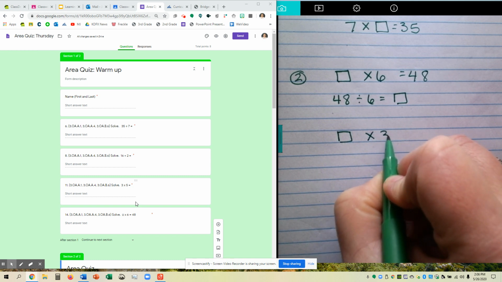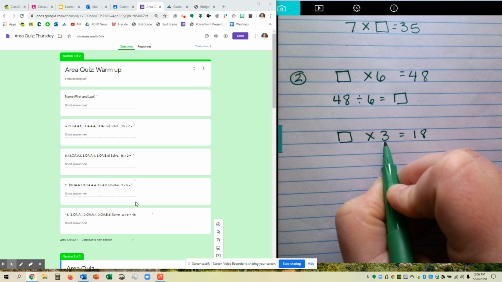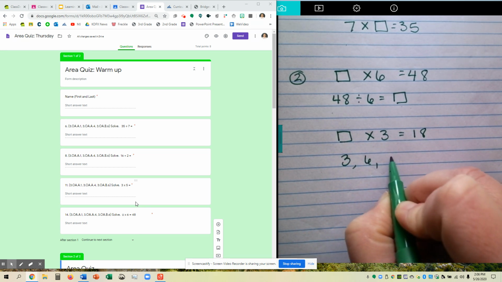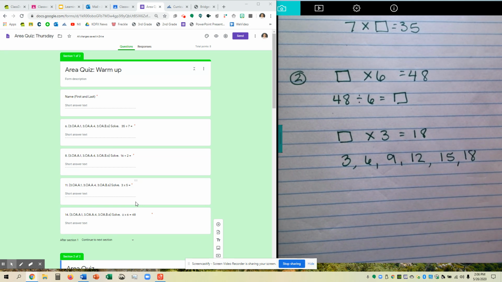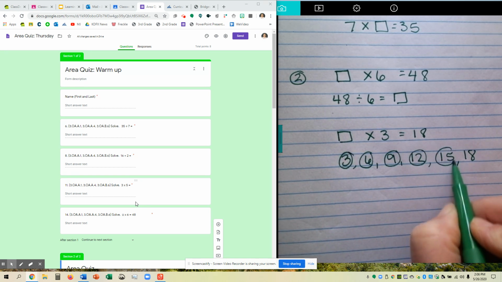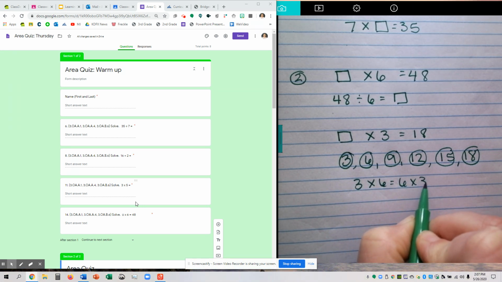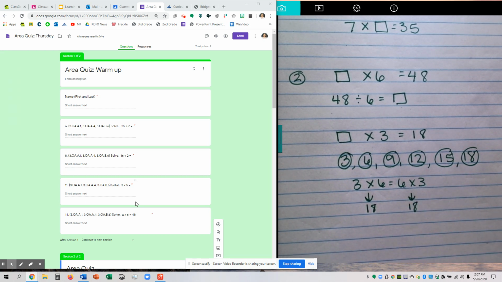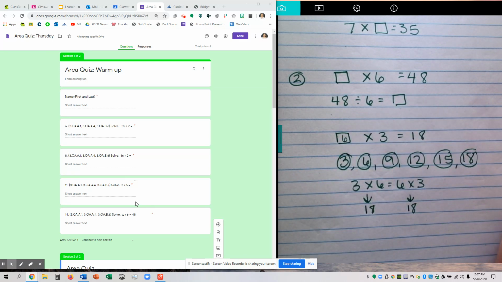Something times 3 is equal to 18. So I'm going to think how many 3s are in 18. So I think I'll skip count. 3, 6, 9, 12, 15, 18. And now I can count. 1, 2, 3, 4, 5, 6. 3 times 6 is the same as 6 times 3, and they both equal 18. So 6 would go in the blank.